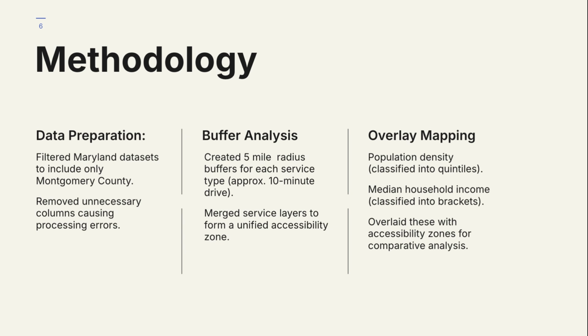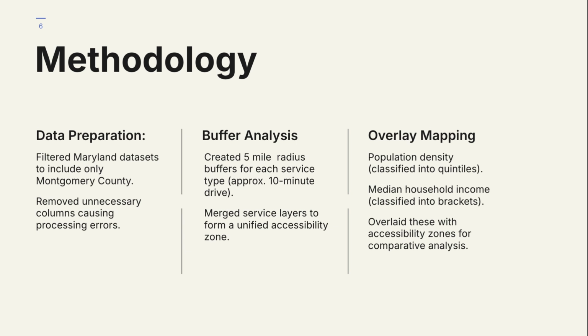Moving on to the methodology, let me walk you through my key steps. First was data preparation. I began by filtering all the datasets in QGIS to focus on Montgomery County. This was important because the data that I had originally spanned either across Maryland or sometimes even the country as a whole, and I only needed the county-specific data.